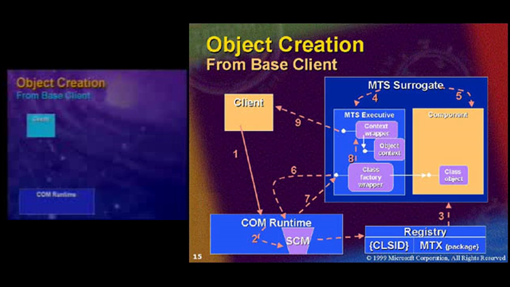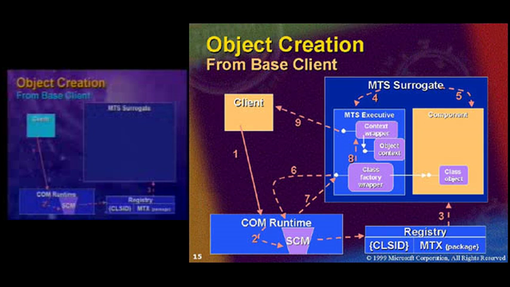Okay, so from the base client, the client will call CoCreateInstance. The COM runtime will ask the SCM to find the server. When you look in the registry, there'll be a LocalServer32 key that points to the MTS process, and it will have a package identifier associated with it. When this happens, the MTS surrogate will be loaded. The MTS executive, which is a DLL that does all the actual work of MTS, will be loaded. And the components in the package will be loaded.